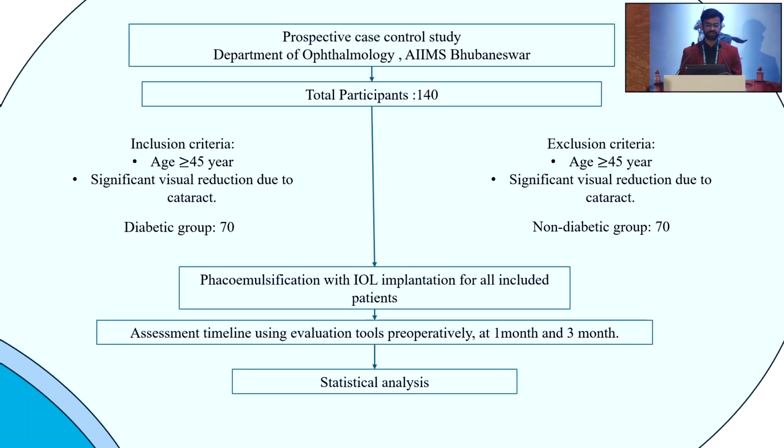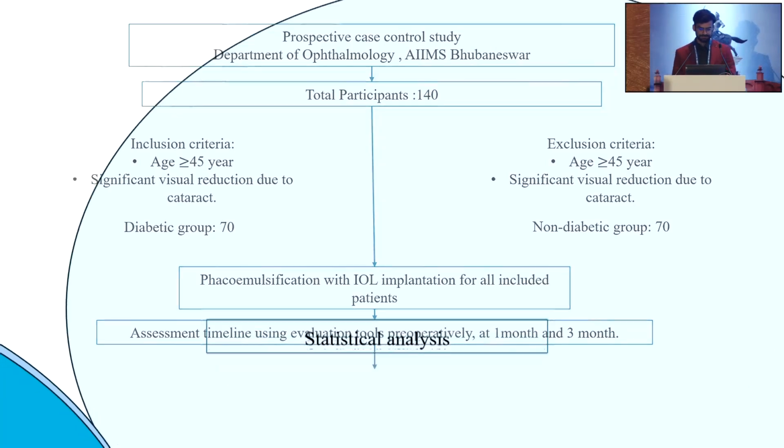All these patients underwent uneventful phacoemulsification followed by assessment at critical time points: preoperatively, at 1 month and 3 months post-operatively. All patients underwent subjective and objective tests, subjective being the ocular surface disease index scoring, and objective tests being Schirmer's type 1, TBUT, and tear meniscus.